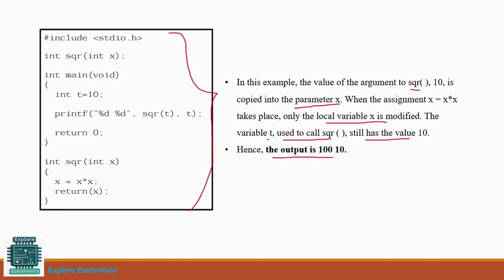Here, t = 10 and printf square(t) and t. This is a function call. In this statement, I'm calling this function. Now, here x = x * x. This is performed and it prints. Here, as it is a multiplication, the output is 100 and then return x. But as I said, the variable t used to call square still has the value 10. So the output is 100 and 10. This is a program example to show the topic of function arguments.